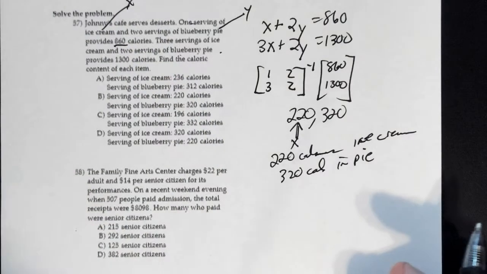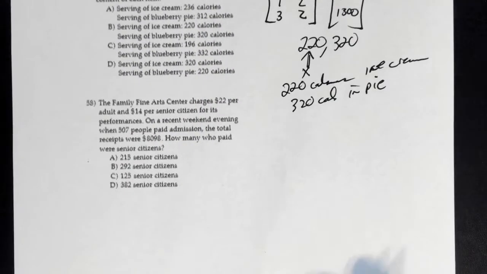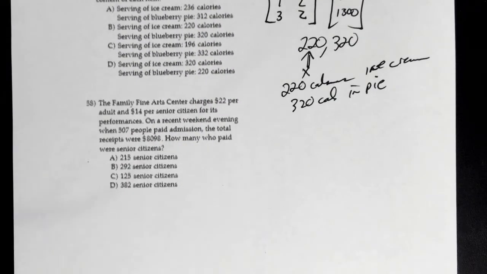Okay? Alright, so in the other one, and again this is in your review sheet for your final, the Family Fine Arts Center charges $22 per adult, $14 per senior citizen for its performances. On a recent weekend evening, 570 people paid admission. Total of how much? The amount of dollars there. How many who paid were senior citizens?